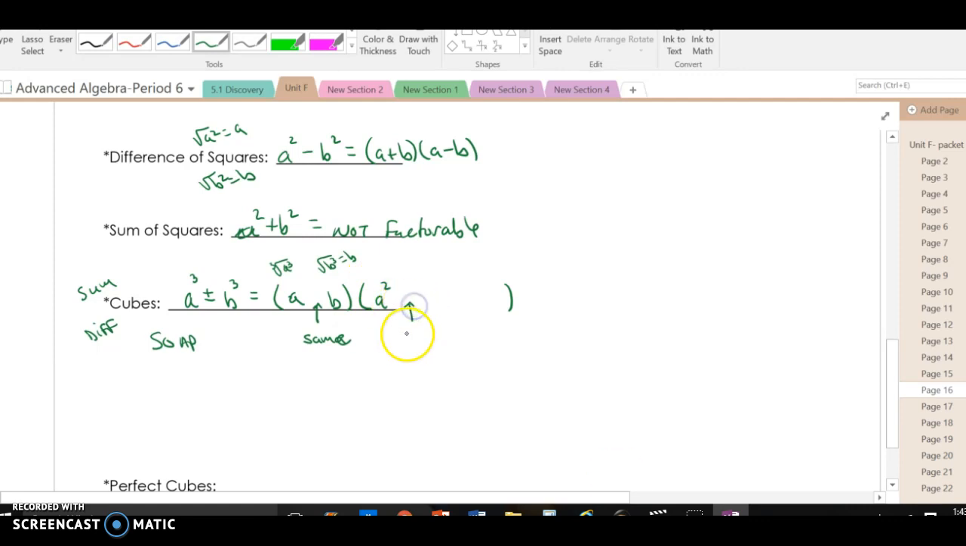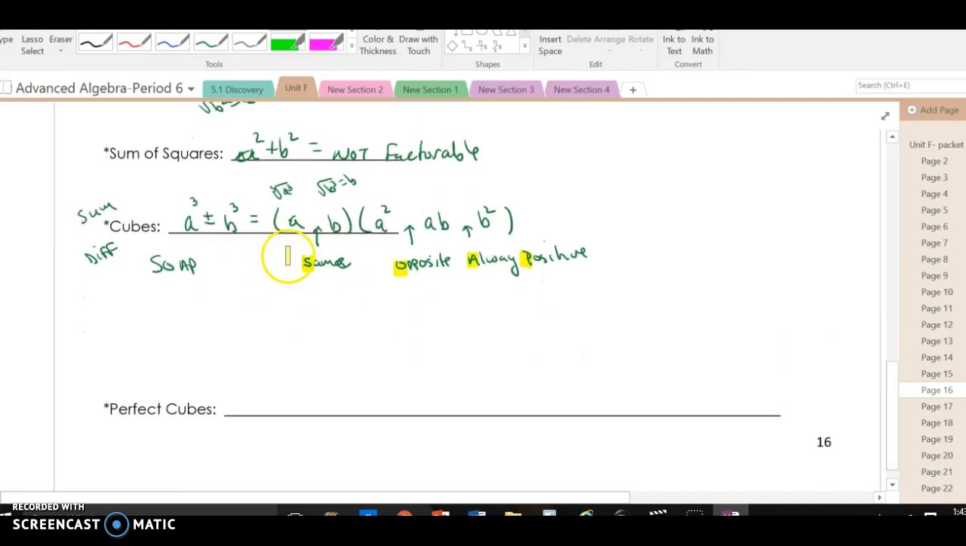Now this sign here is what we call the opposite sign. Then you're going to multiply the a and b together, and then you're going to square this side. So it'd be b squared, but this is what we call always positive or addition. We say it's SOAP because if you look, same, opposite, always positive. So when we factor a sum or difference of cubes, you're going to follow the SOAP method. And we'll go through an example to show you.